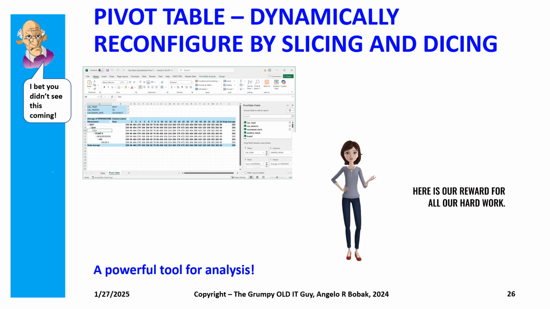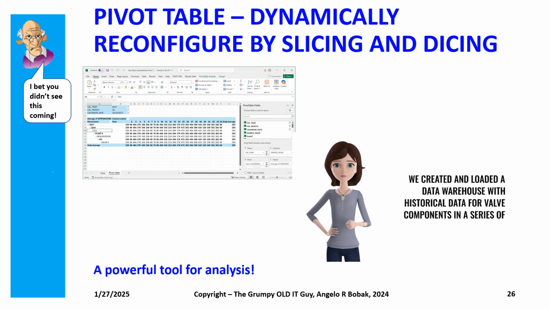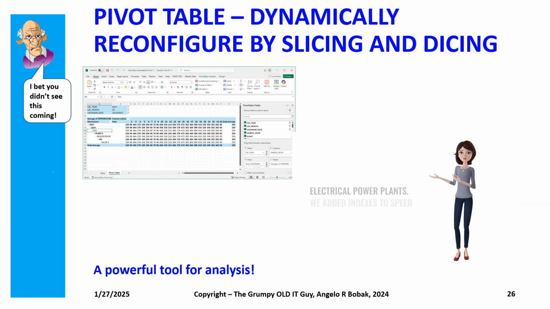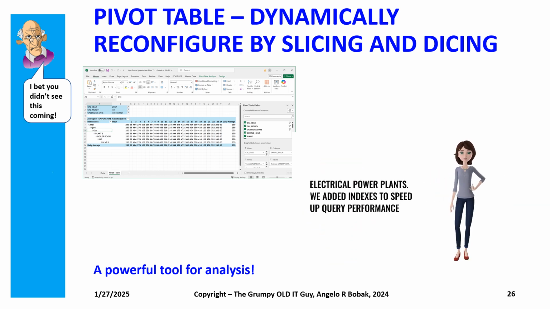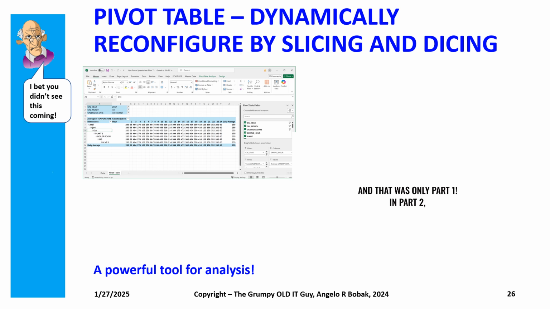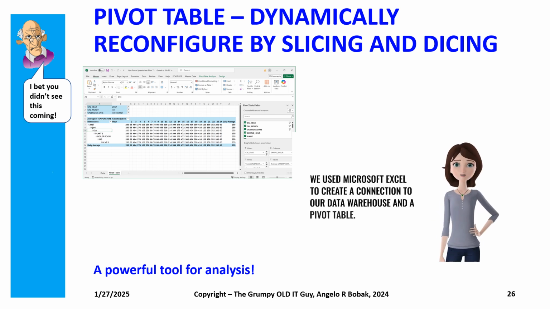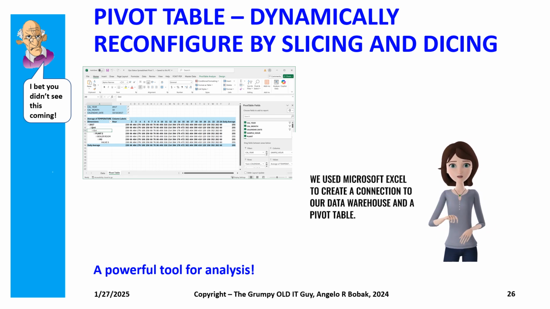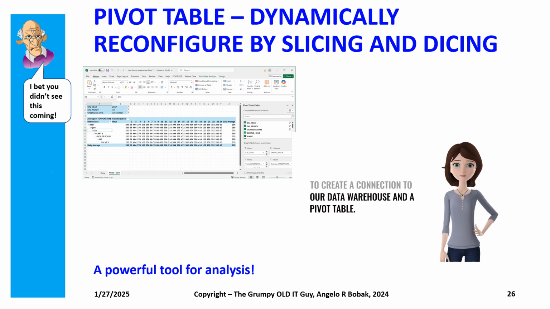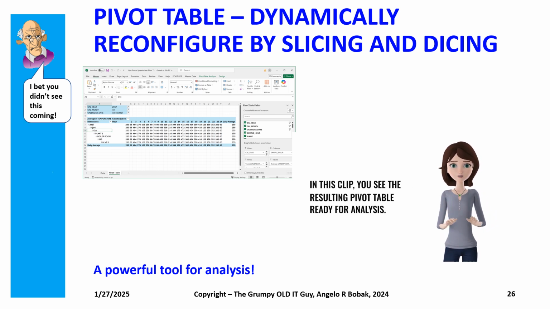Here is our reward for all our hard work. We created and loaded a data warehouse with historical data for valve components in a series of electrical power plants. We added an index to speed up query performance and create a query to populate a Microsoft Excel pivot table. And that was only part 1. In part 2, we used Microsoft Excel to create a connection to our data warehouse and a pivot table. In this clip, you see the resulting pivot table ready for analysis.